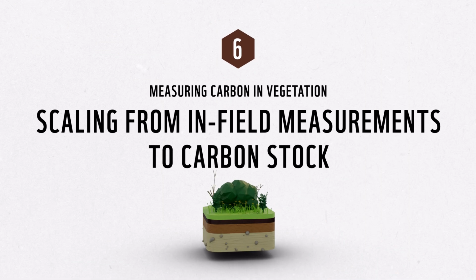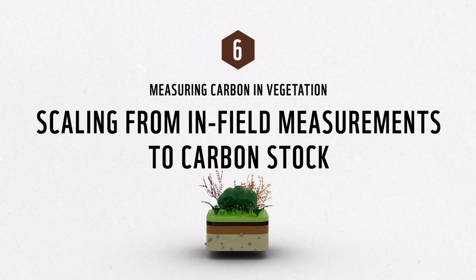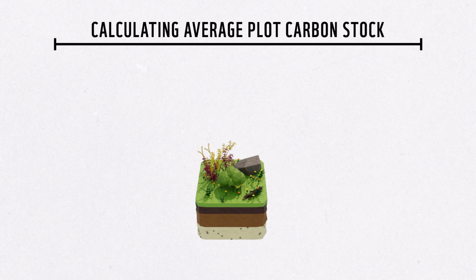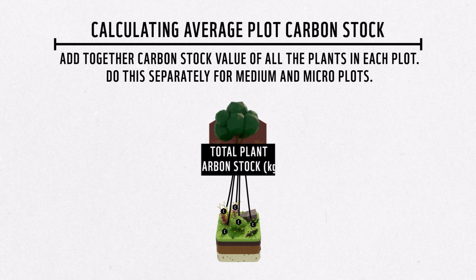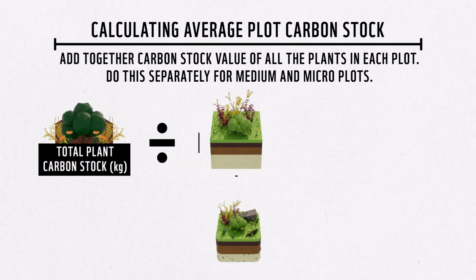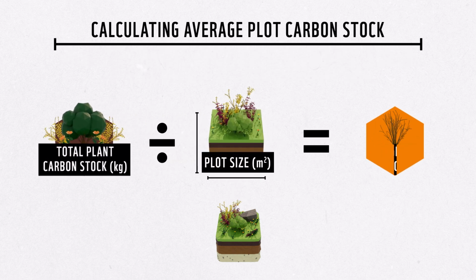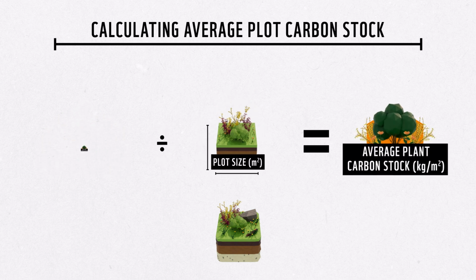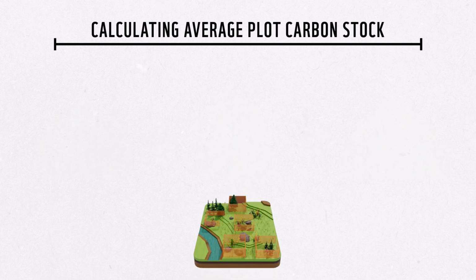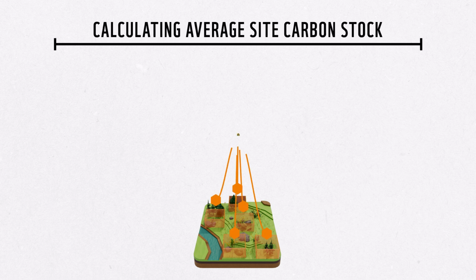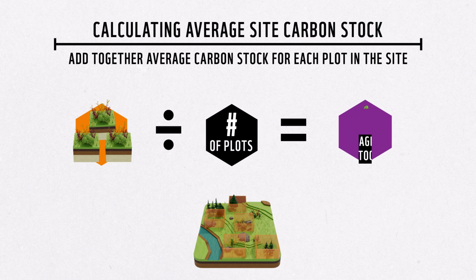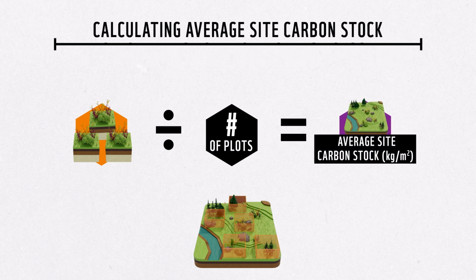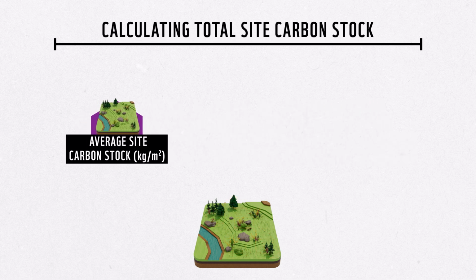Each sampling method detailed in the guide results in an estimate of the total carbon stock of the vegetation in the plots sampled. To calculate the average carbon stock of a medium or small plot, add the total carbon stock of all individual plants measured in each plot and divide this value by the plot size to get the amount of carbon per unit area of the plot. Complete this calculation for all the plots in the site. Then, for each site, add all the plot's average carbon stocks and divide this value by the number of plots in the site. Remember that all the plots are the same size. This is the average carbon stock across the site.